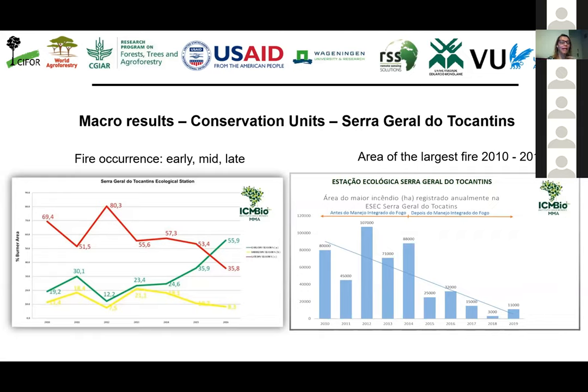Comparing the largest fire area along the years, we can see that before integrated fire management, that means 2010 to 2013, only one wildfire could hit an area of 100,000 hectares. And after the integrated fire management activities implementation from 2015 to 2019, this pattern changes. Next, please.